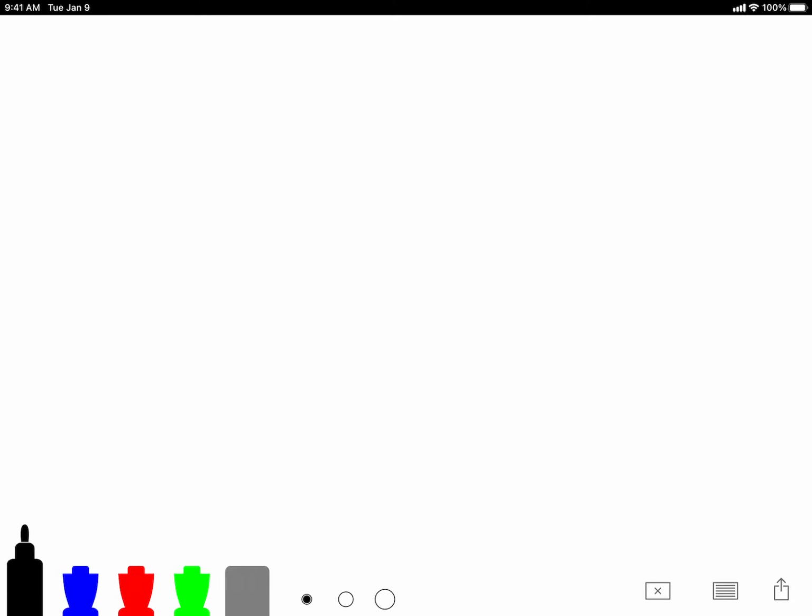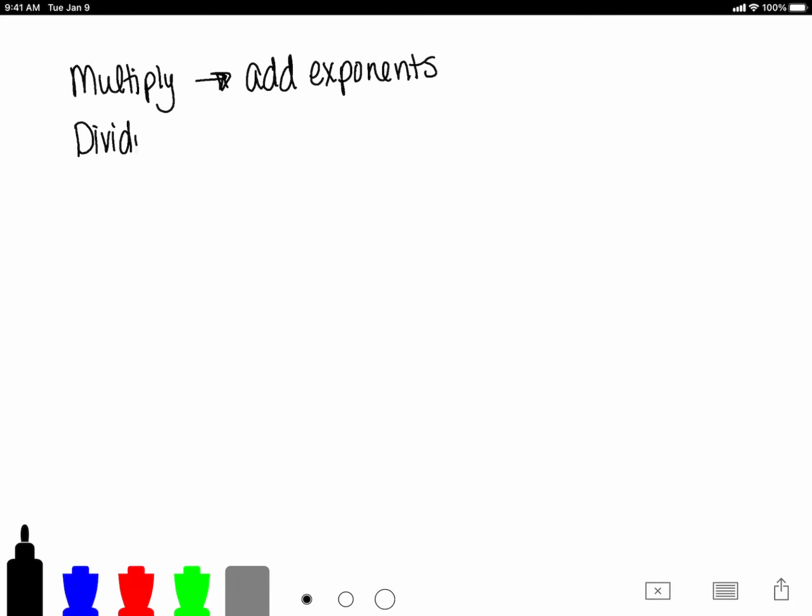Some other things we need to look at is if you have to combine. And if you are multiplying, remember you add exponents. So a little review here. When you're multiplying, you add exponents. You multiply your big numbers, those coefficients, but the exponents you would add. If you're dividing, it's what you guys learned yesterday, you would subtract exponents.